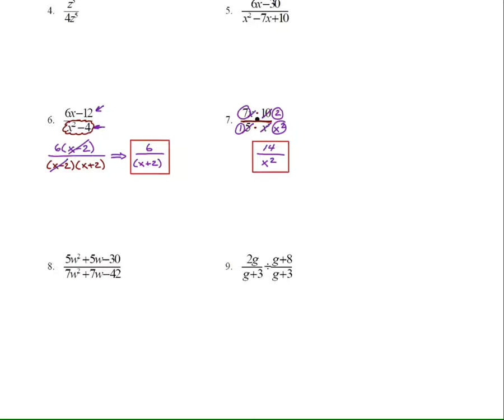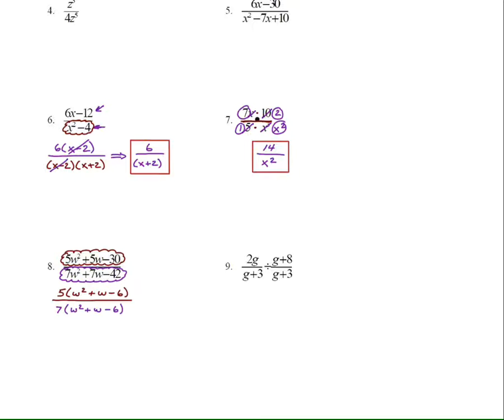Number 8, I have a trinomial over a trinomial. The first thing I would like to try and do is factor, but first notice the top and bottom can both have a greatest common factor taken out. So if I do that, factor 5 out, I get w squared plus w minus 6. And in the denominator, if I factor out a 7, I would get 7 times w squared plus w minus 6.